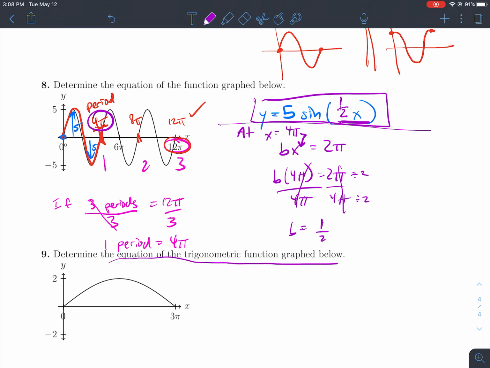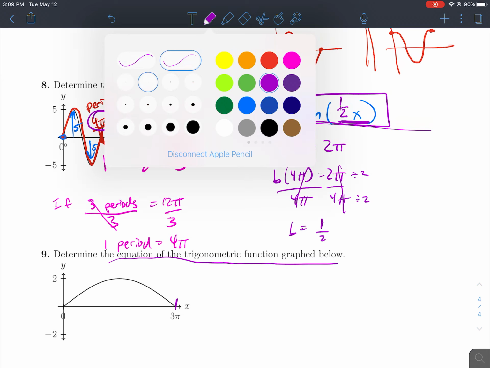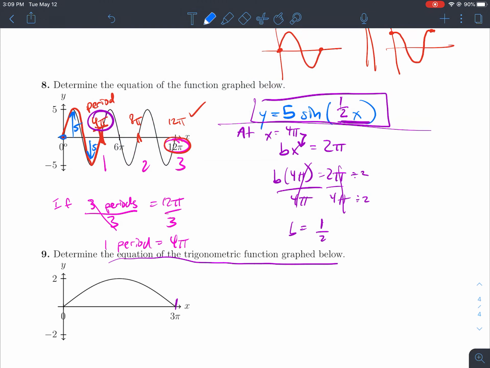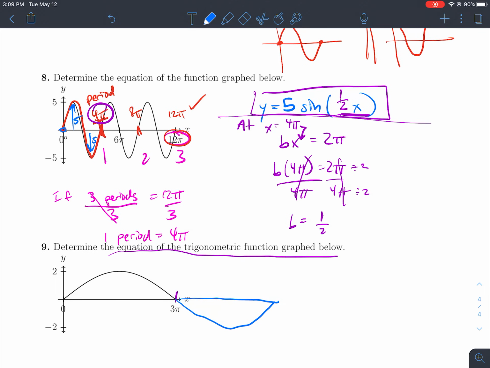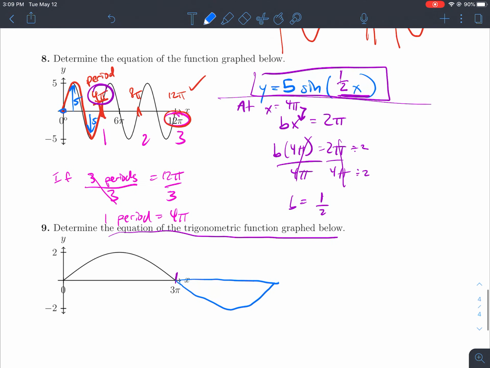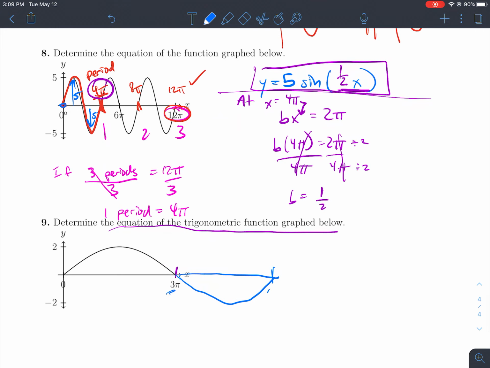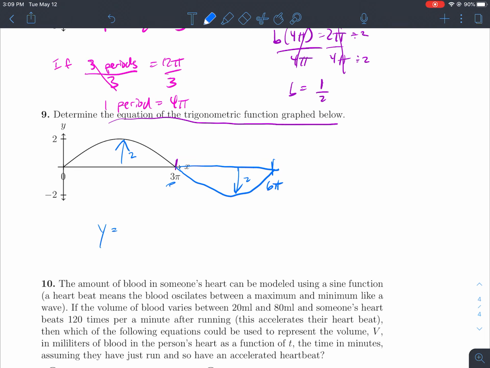Determine the equation of the trig function graph below. It doesn't even look like a trig function. What are they doing here? I think they're giving us like the top half, but it's really stretched out because it's like 3 pi. So if we know it's a trig function, it's probably going to continue down, and then it's going to go back to wherever it started so that it can repeat. If half of it is 3 pi, that means a full version of it would have to be twice that, 6 pi, because you've got the up half and the down half.